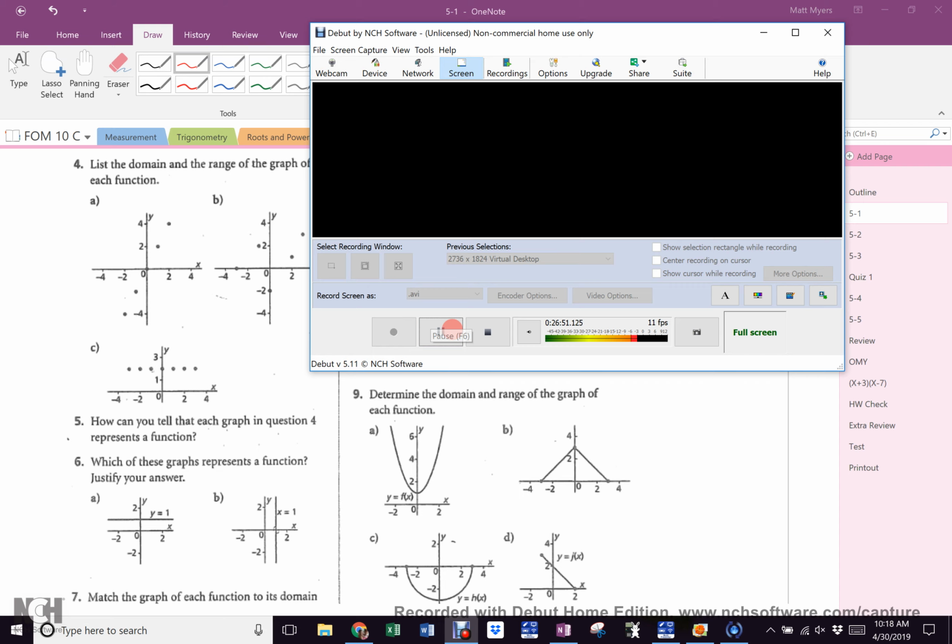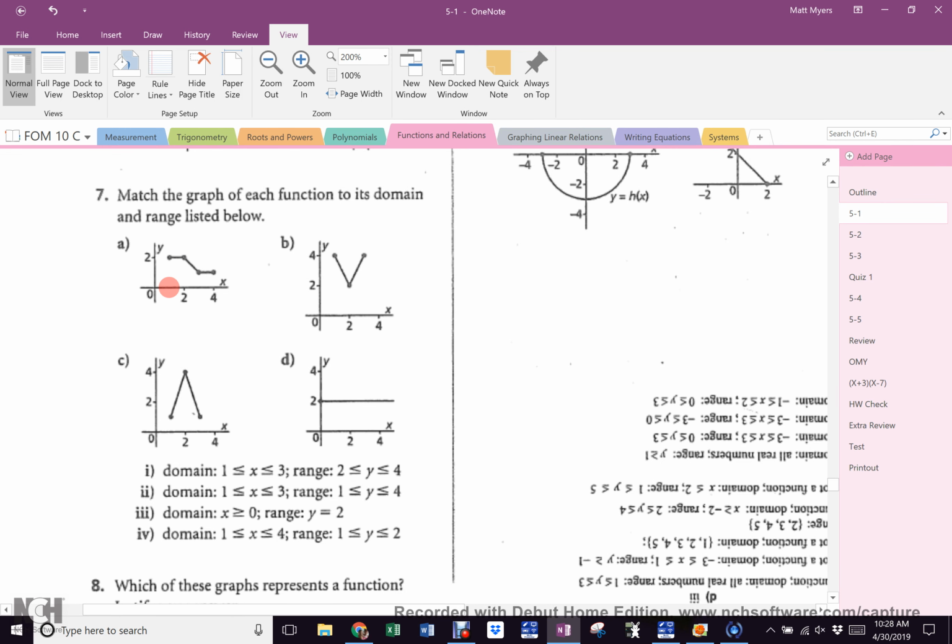You better not be looking at me. I only look at X. So I start there. What's that value? 1. Do I actually hit 1? Yeah, because it's a closed dot. How far up does it go? 4. Do I hit 4? So which one of these has a domain of 1 to 4? Right there. That is A. Everybody cool? I don't even need to check the range because it's the only one with the right domain.